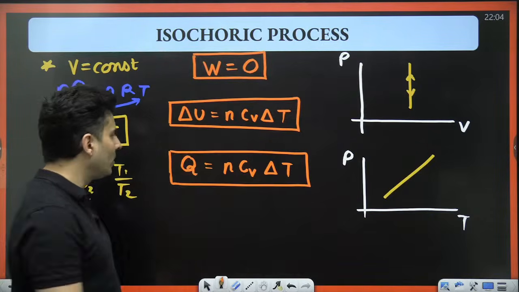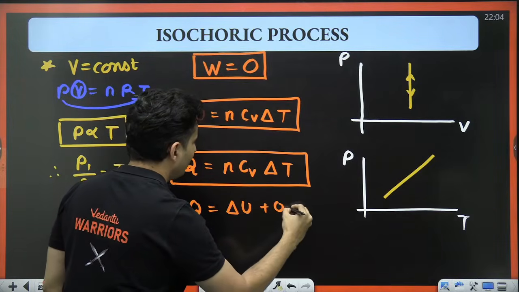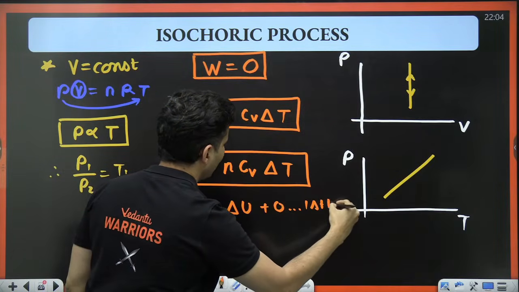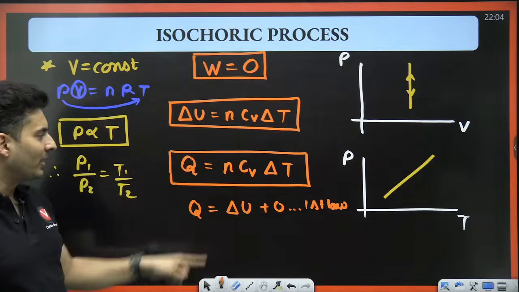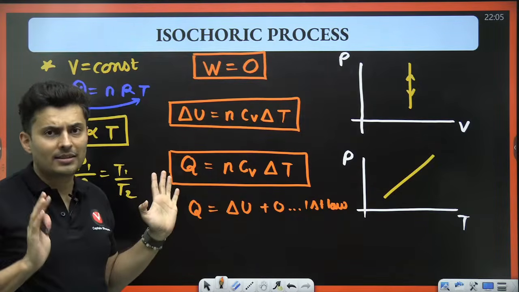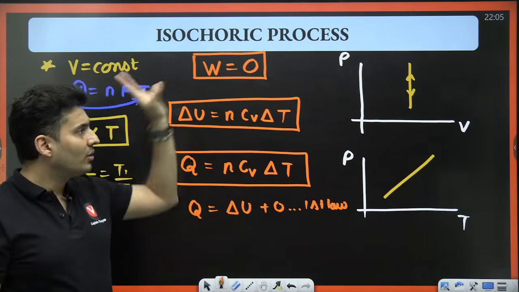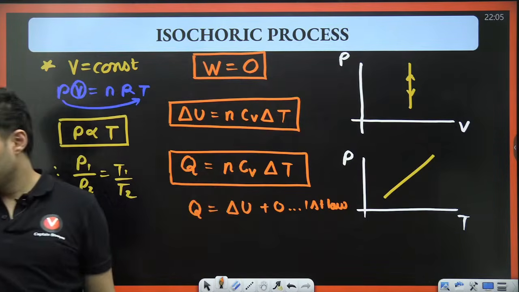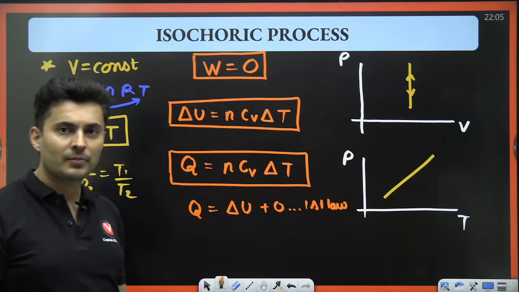And Q will be equal to delta U. That is also your thermodynamics law. Work done will be 0. That's your first law of thermodynamics. You can see both of them are actually going to be equal. All the heat that you give is just going to change the energy of the gas. If the energy is lost, the heat will be released without doing any kind of work. Is that clear, my dear students?